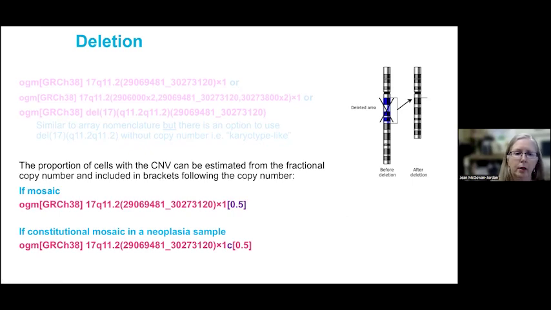There is the capability of indicating the proportion of cells with a copy number variant that can be estimated from the fractional copy number, and that can be included in brackets following the copy number. Likewise, if you have a constitutional mosaic, you can indicate that. For instance, in this case, it's a neoplasia, so you'd use the C designation as we would for other types of nomenclature.